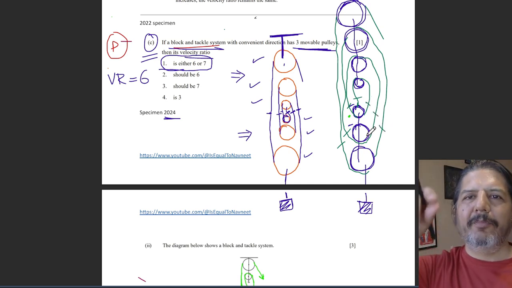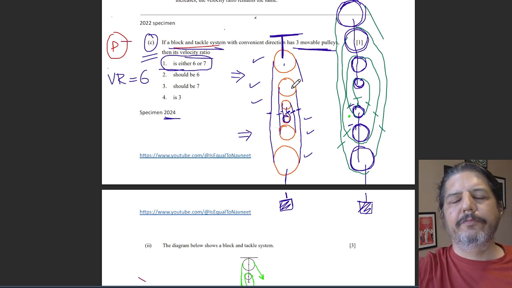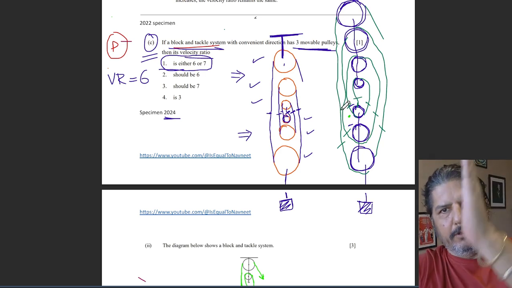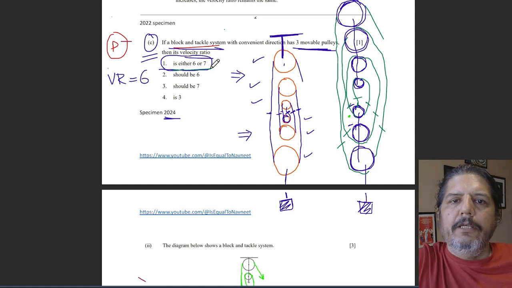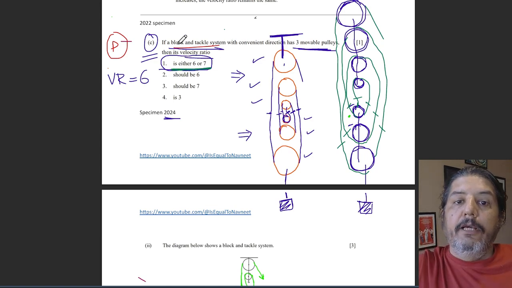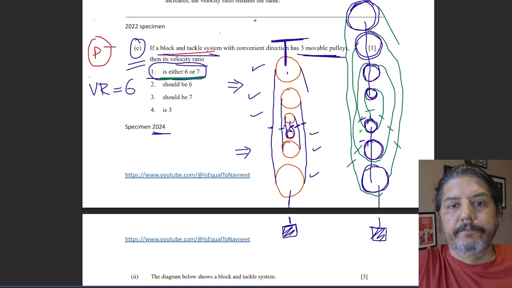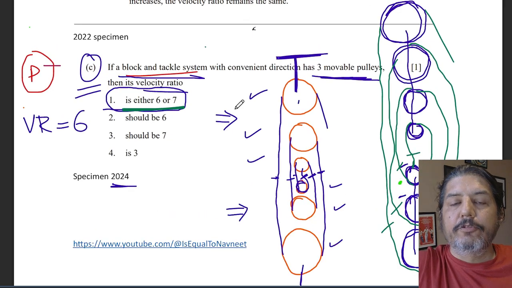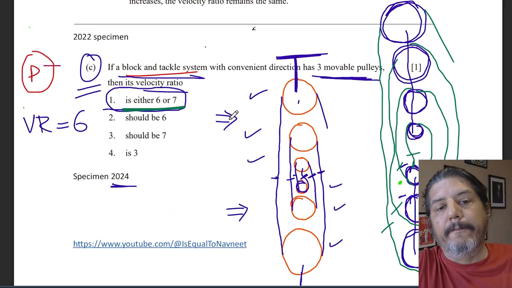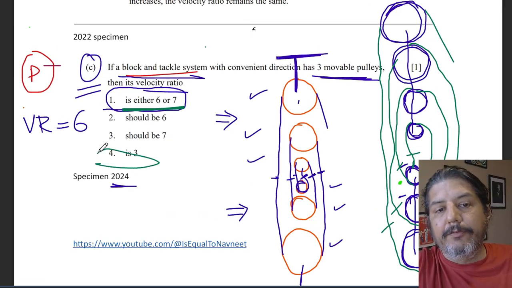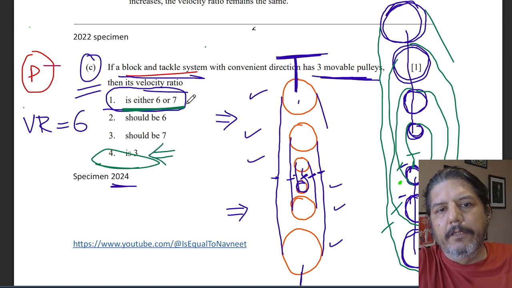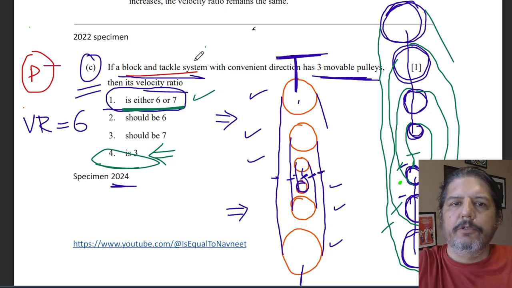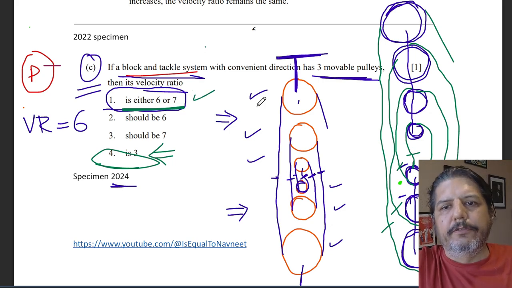Because it becomes a bit difficult, I've left some spaces. It should actually be vertical. I haven't done that. So that is why the answer should be either 6 or 7. I've seen people giving the answer as 3. That is not the correct answer. The answer should be either 6 or 7. I hope this makes sense.